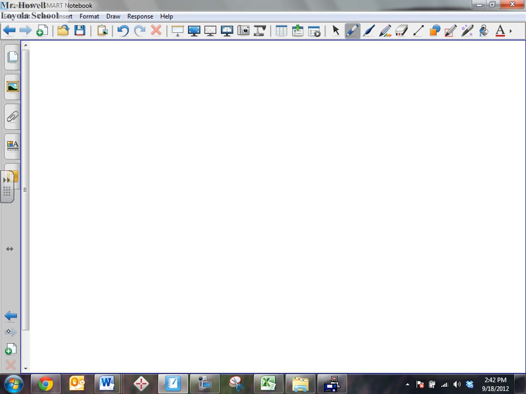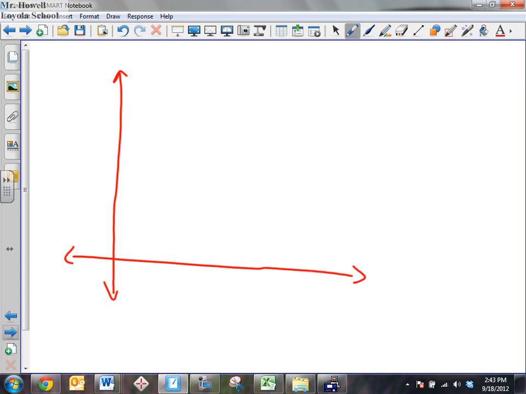Draw yourself the first quadrant in a graph, please. Label your vertical axis. Notice I'm using the word vertical instead of the y-axis. There's a reason I'm not saying y-axis, and I'll explain that in a second. So along the vertical axis, we have position in meters. Along the horizontal axis, we have time in seconds.